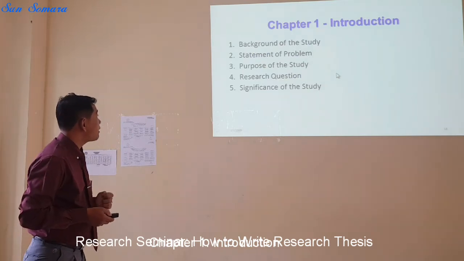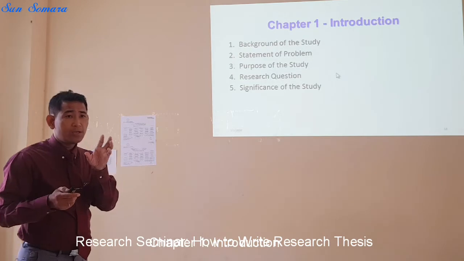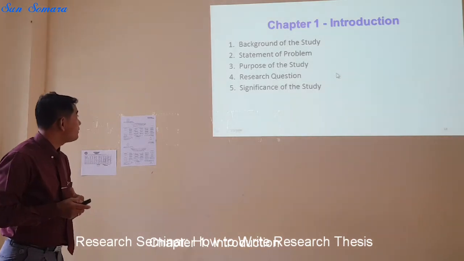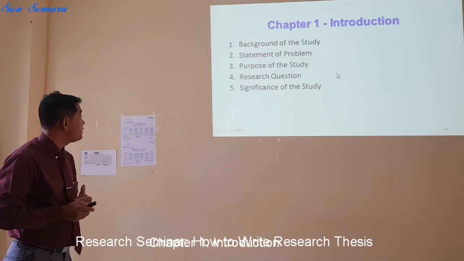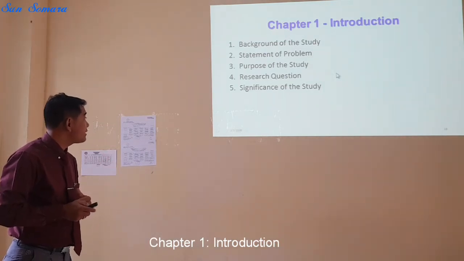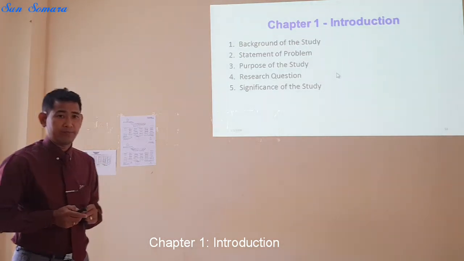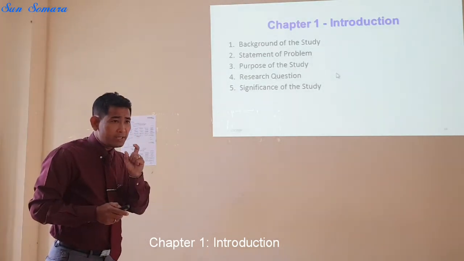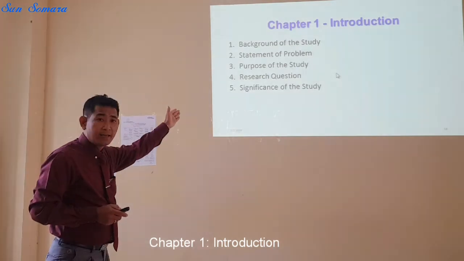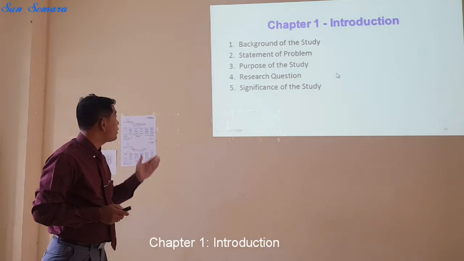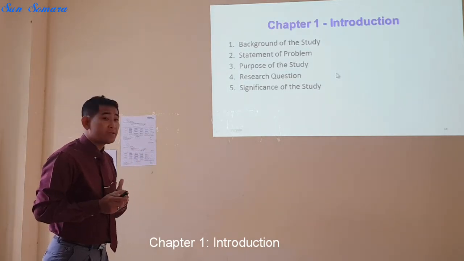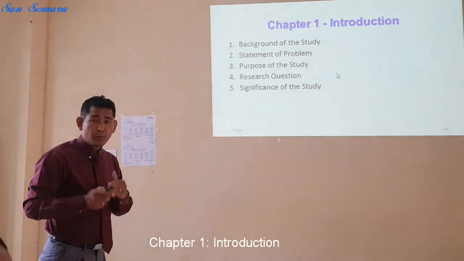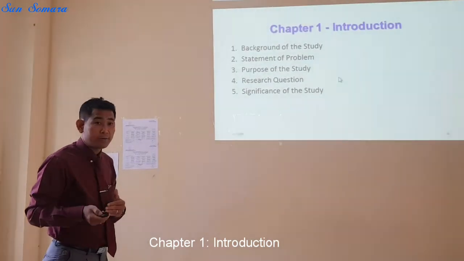So we will look at the background of study. In the introduction, we have some points. The first point is background of study. The second point is statement of problem. The third point is purpose of study. Number 4 is the research question, and number 5 is significance of the study. This is all in one chapter. The first chapter is called the introduction, and it has the points shown on the slide. So we will go through point by point.